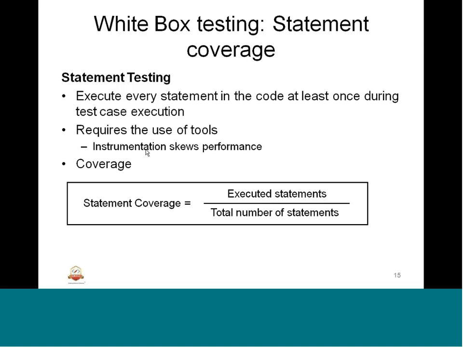Basically, what they do is they have test hooks added to the existing software. That mechanism is called instrumentation. Instrumentation skews performance. That means instrumenting the existing software in such a way that all the statements are executed at least once. With the help of that tool, we will be able to do this.